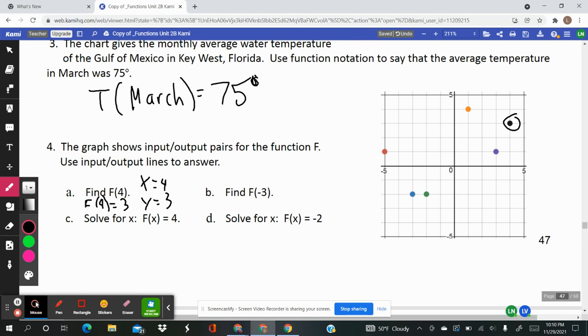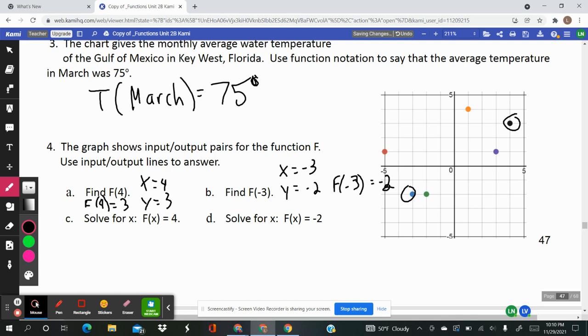Now we need to find f of negative 3. So that means that x equals negative 3. So I go to the left 1, 2, 3. And here's my point. I go down negative 2. So y is negative 2. This means that my f of negative 3 equals negative 2.